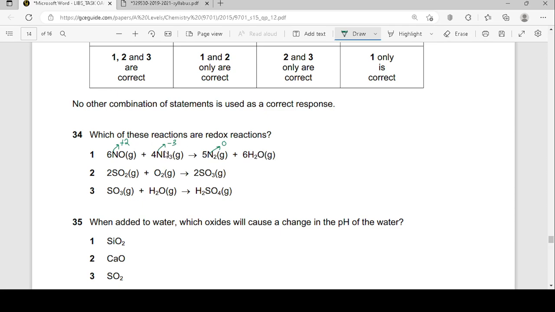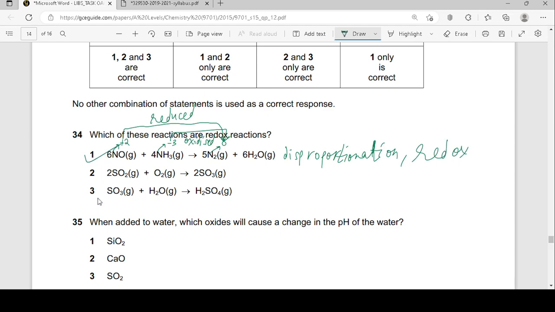So is this a redox reaction? This is going from +2 to 0. +2 to 0 implies that it's decreasing in oxidation state, so it's being reduced. And then over here, -3 to 0 means it's increasing its oxidation state, so it's being oxidized. And yes, it's the same substance, nitrogen, doing both, but that's also possible, right? It's a disproportionation type of redox reaction, which is also a type of redox. So it is redox, okay?